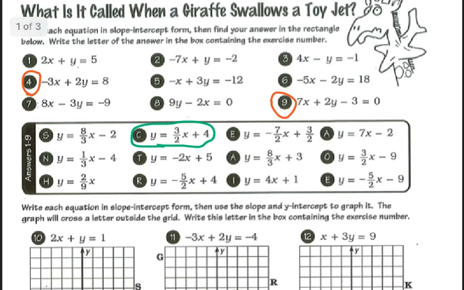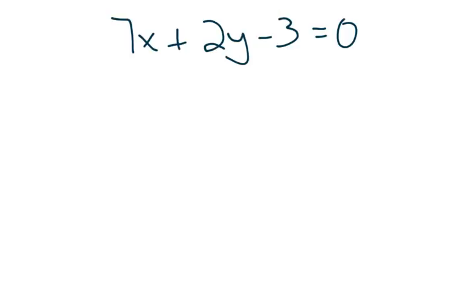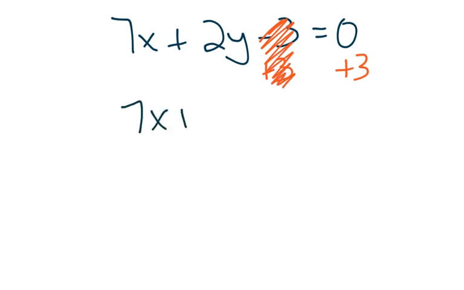So let's try number 9. The first thing that you should notice about this problem is that everything is on the left-hand side of the equation. Everything. Even the number. So we have to move the 3. Let's go ahead and do that first. So let's add 3 to both sides. And that 3 will go away. And then we'll get 7x plus 2y equals 3. Now it looks like normal, what we're used to seeing. Now it's written in standard form.